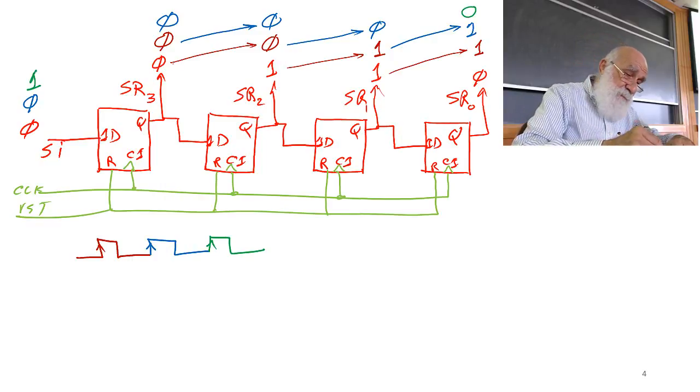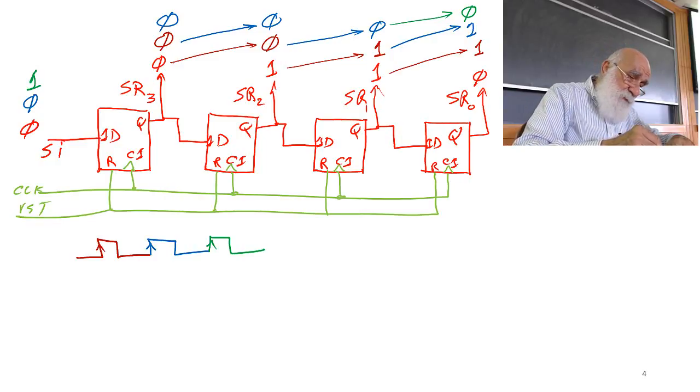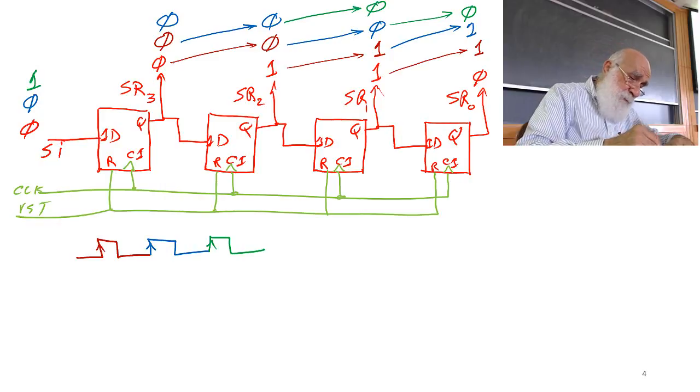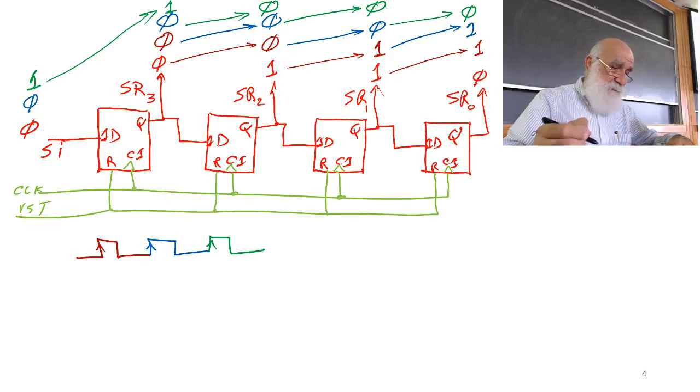SR0 is going to take the 0. SR1 is going to take, actually, this is this. Okay. SR1 is going to take the blue 0. SR2 is going to take the blue 0, which is this. And then SR3 is going to take that green 1, which is this.